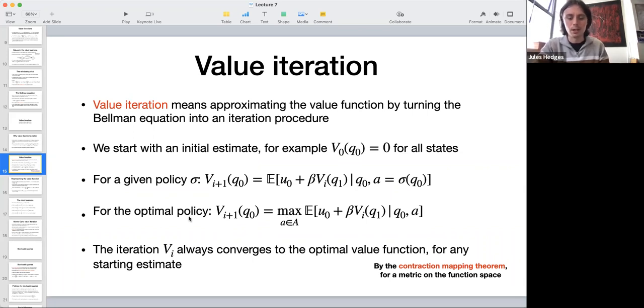Now, here's the magical thing: this procedure always converges to the optimal value function, no matter what our starting estimate is. This is a very magical theorem that says that this always works. Not only does it always converge, but it's often fast enough to be practical as well. If you care about the mathematical foundations, this happens because of the contraction mapping theorem. So the V_i are points in a function space, and we can put a metric on the function space and show that this iteration is a contraction mapping, and that guarantees convergence for any initial estimate.